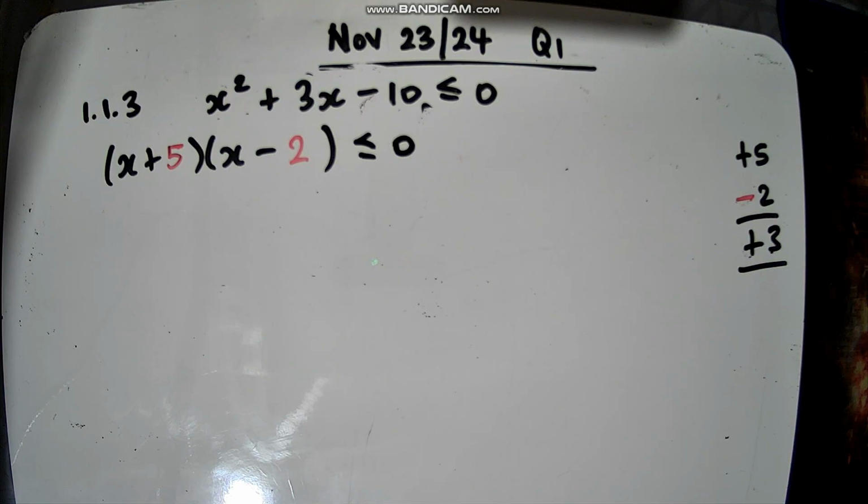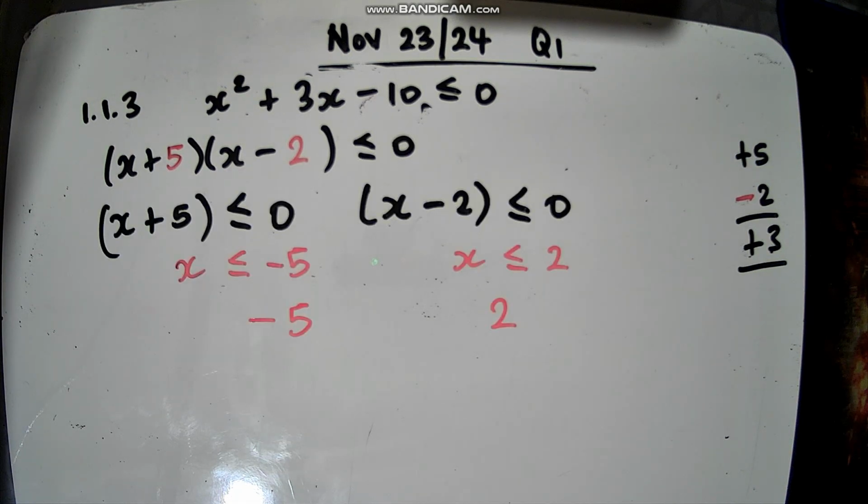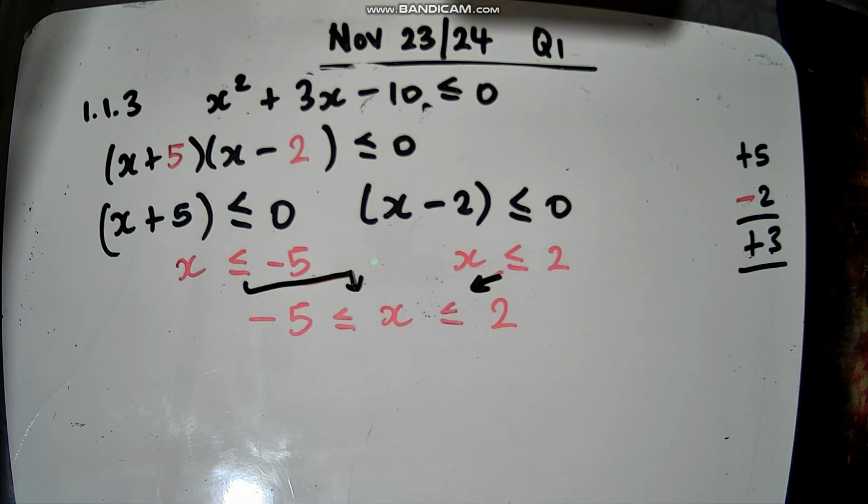Now next you're going to let every bracket equal to 0 and solve for x. So solving them, we get minus 5 and positive 2. Moving them over to the other side, obviously the sign changes, and then we write down the two critical values, minus 5 and 2. Put x in the center, and then place your inequality signs as you see them. Right, it doesn't get any more difficult like that.